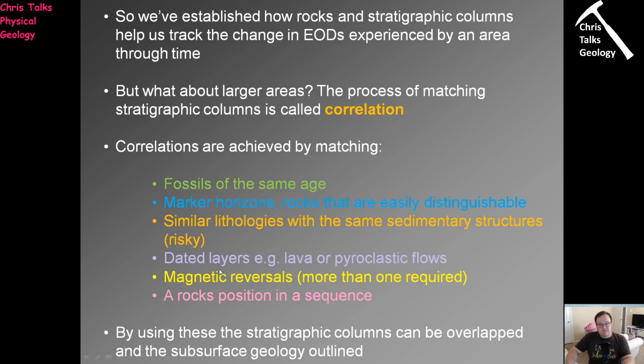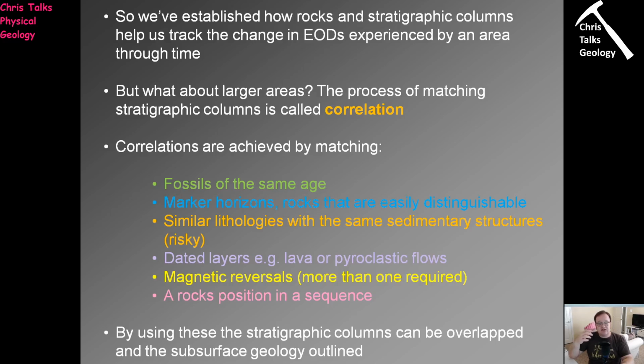Now, something else that you can use is a magnetic reversal. Now, I know this was a long time ago. We have touched on this. Magnetic reversals are where the poles flip. So if you remember, every once in a while, the Earth's poles will change. North becomes south, and south becomes north.